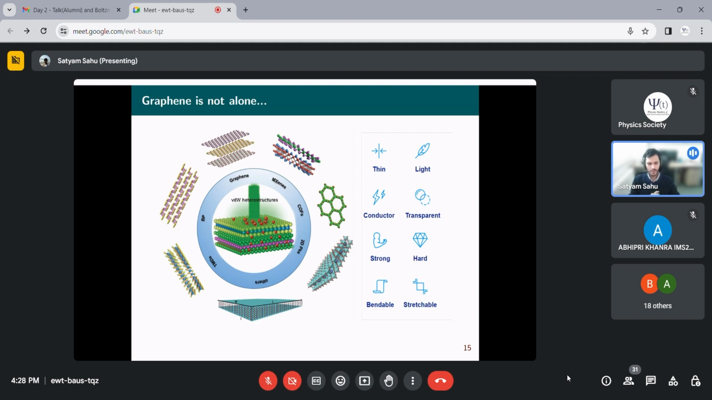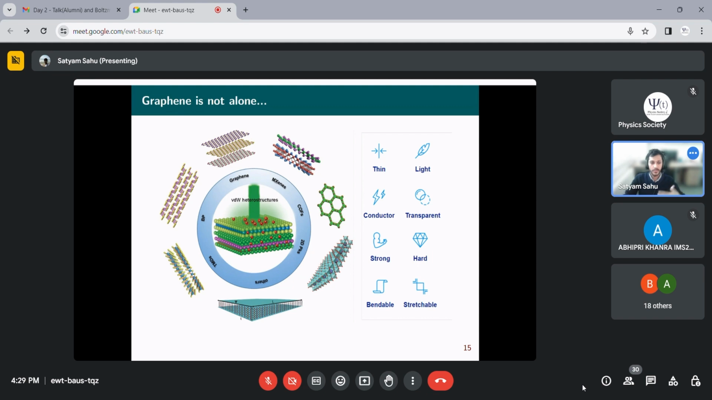The interesting thing about these materials is that they are very thin, obviously. Since they are thin, they are lightweight. Most of them are conducting in nature. For example, graphene is a very good electrical conductor, much better than copper actually. Some of them are transparent. Then they are strong; again, graphene is very strong and hard, and some of the TMDs are bendable. That's why you can play around with these materials and have a lot of different kinds of studies.